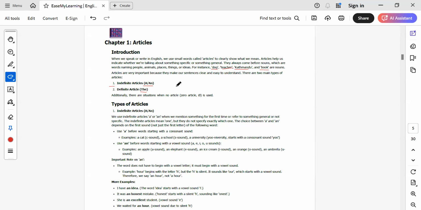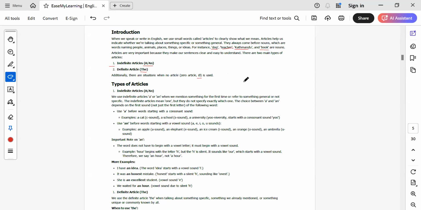Additionally, there are situations where we may not use an article at all, which is called a zero article or a null article. This symbol stands for null. Basically, we do not use any article in front of that word. A simple example of this can be: Kathmandu is the capital of Nepal. We do not use a Kathmandu, the Kathmandu, in front of that because everybody knows what Kathmandu is. But in general, indefinite and definite articles are the types of articles which we use to describe words.